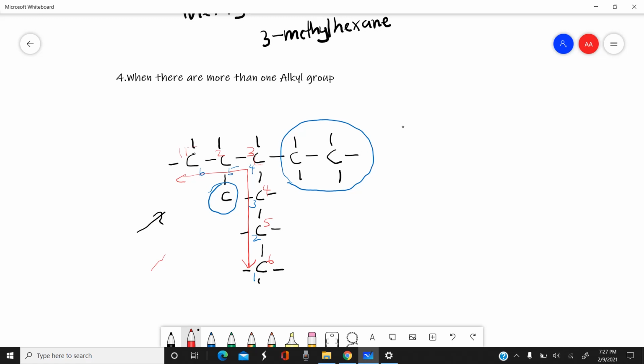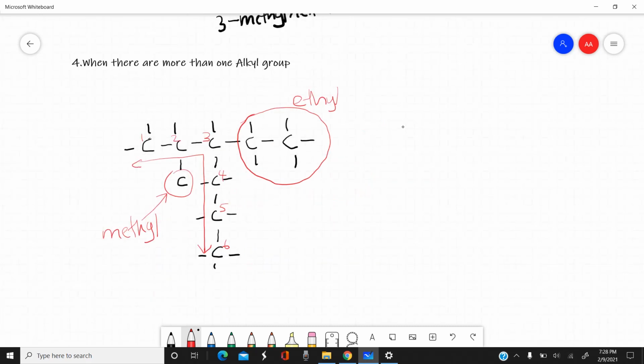So the numbering marked in red is the correct numbering order. Now we have two alkyl groups. Since this has two carbons, it is called ethyl, and this has one carbon, so methyl. I didn't indicate the hydrogens, just for ease.